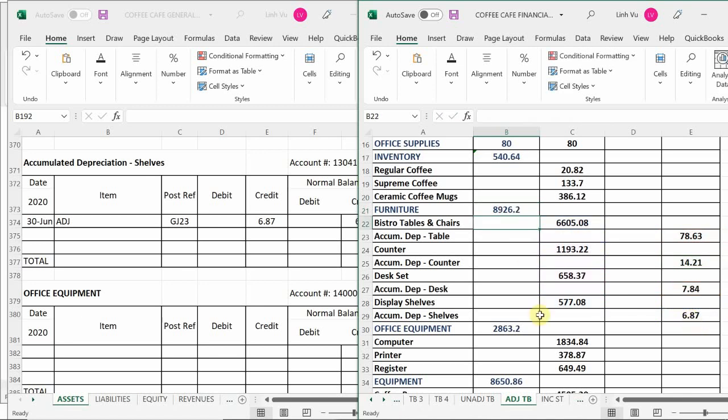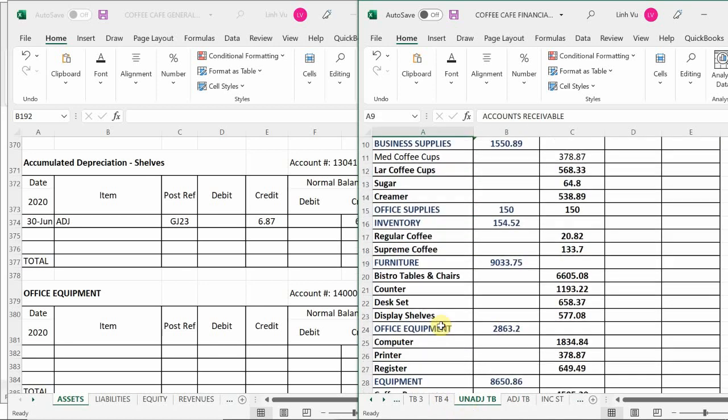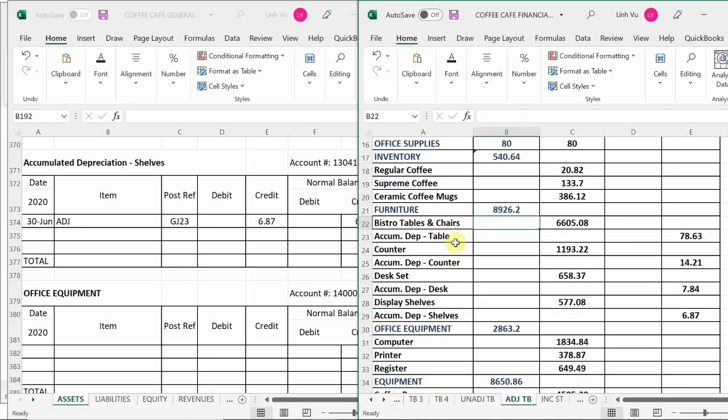So in this case, instead of having that $9,000, if we check our previous one for furniture, it was $9,033.75. Now, including the accumulated depreciation, the fair market value of this furniture is $8,926.20. So what we did here is we added all the furniture together, and then we subtracted out all of the accumulated depreciation to get a total fair market value, or book value in this case, for all your furniture.